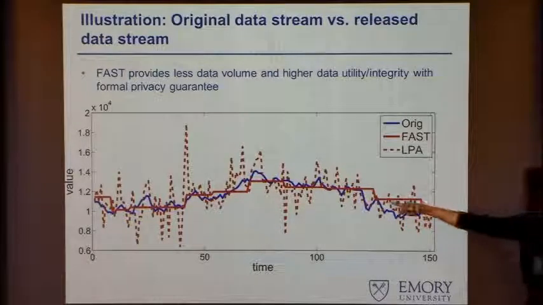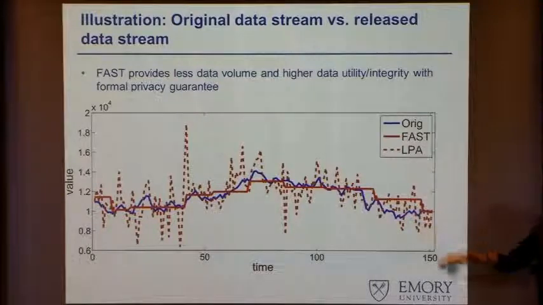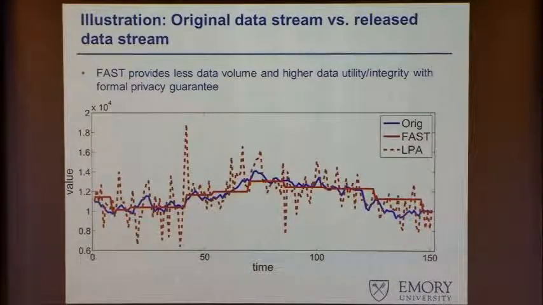And you can see these flat lines are actually the effect or the result of the adaptive sampling.